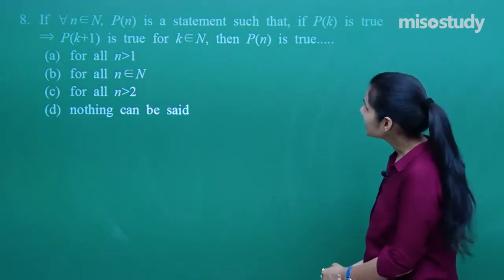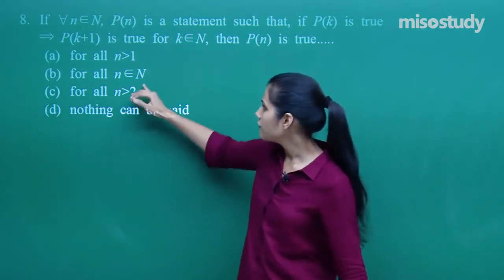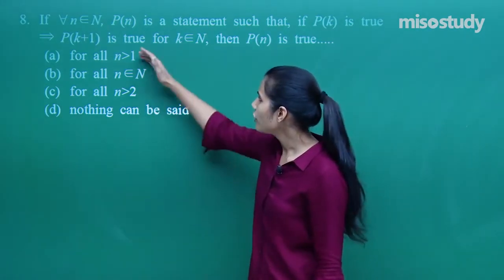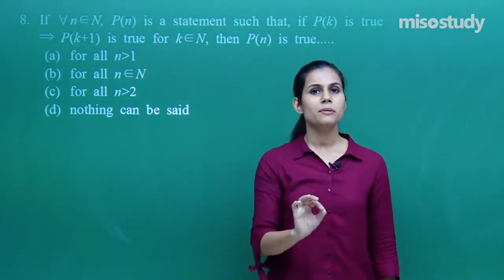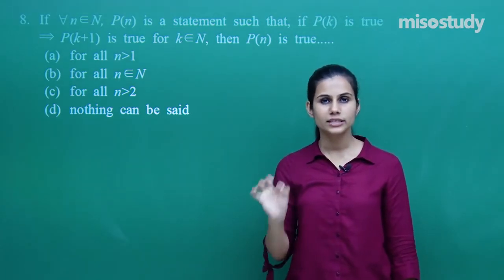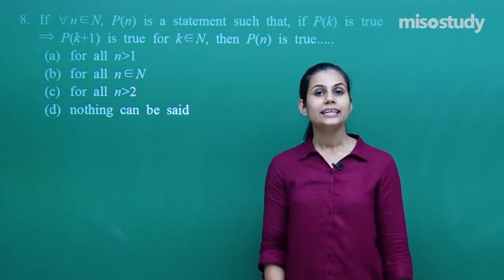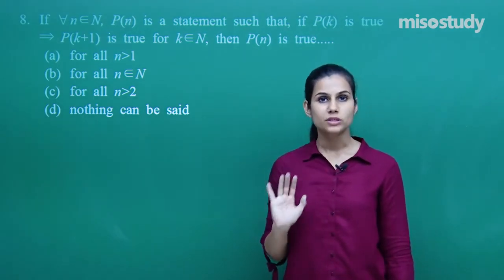Just because Pk is true implies Pk plus 1 is true, I cannot say that it is true for every natural number, or it is true for n greater than 1, or n greater than 2. At minimum, I need one value at which I can calculate the truth or falsity of Pn. I need at least one value of n for that. Primarily, I need n equals 1.